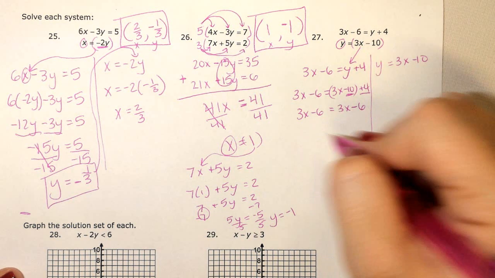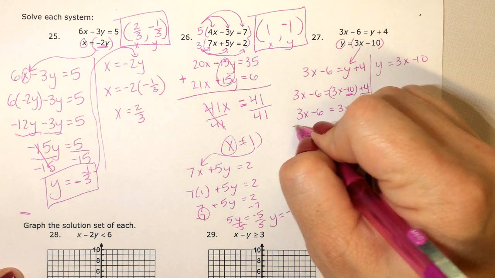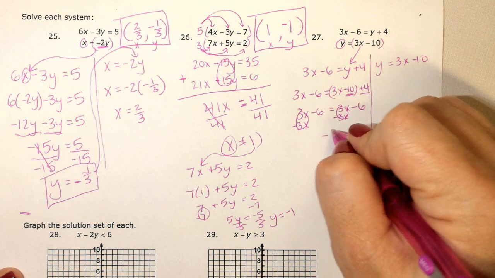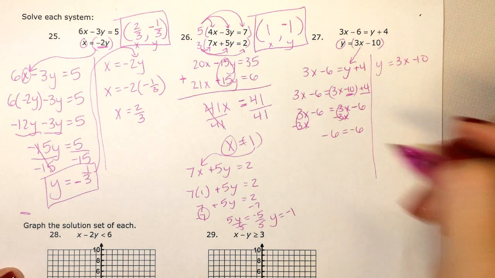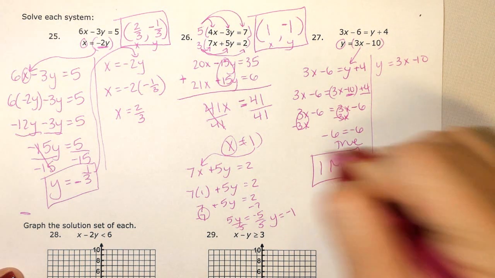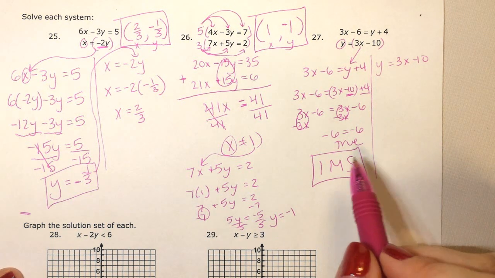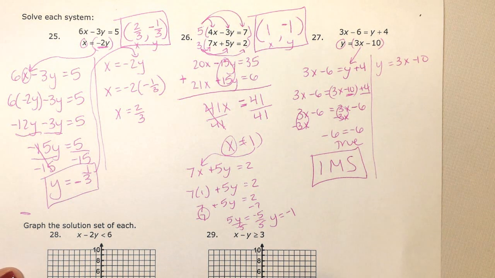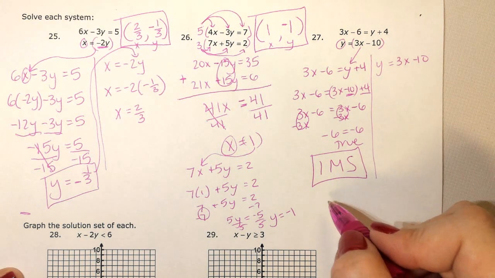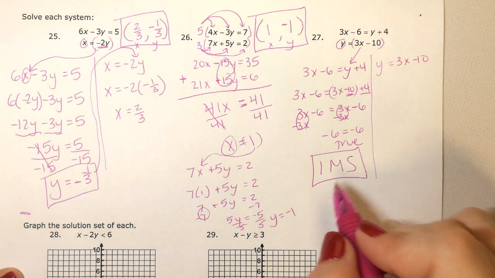Both my x's are the same, so it doesn't matter which one I move, minus 3x, but they both zero out. Does negative 6 equal negative 6? Well, yeah, that's true, so this is infinitely many solutions, IMS. Now, if it was false, what if I had like negative 6 equals 0, or negative 6 equals 10, or anything that's false, my answer would have been no solution. But because it was true, it's IMS.